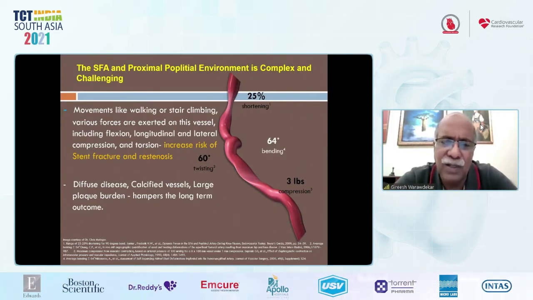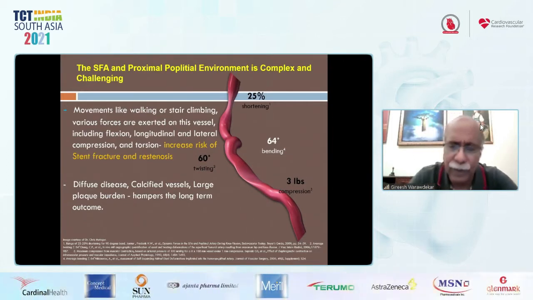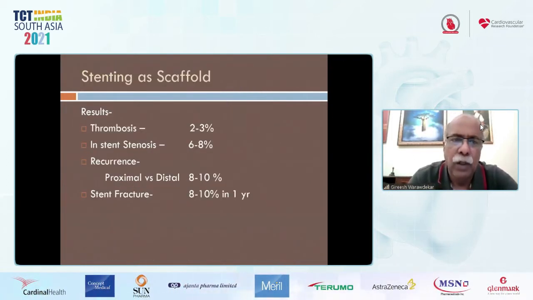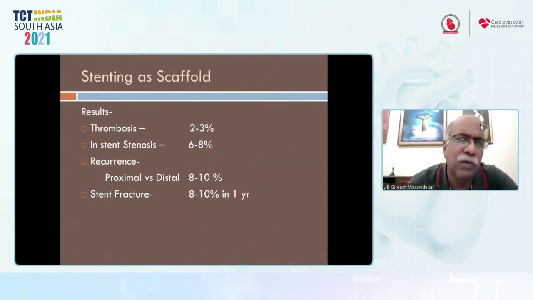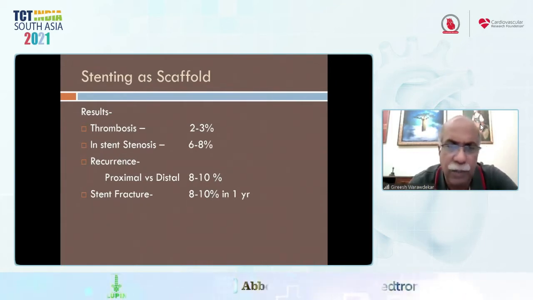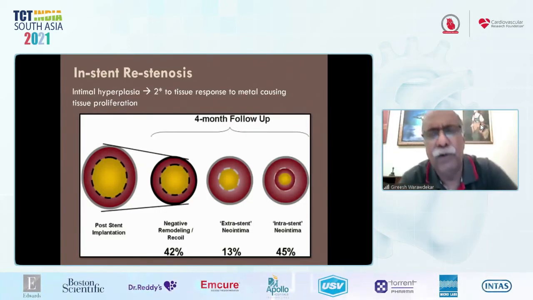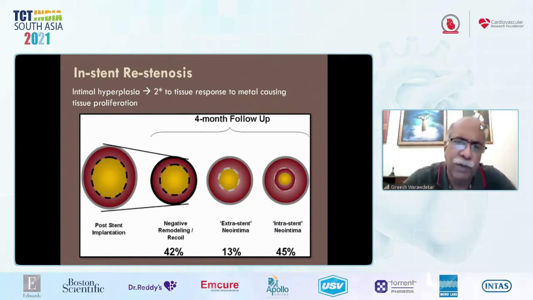If you can see this diagram, it shows the different forces that are exerted on the SFA. So stents as a scaffold, what were the results? There was about 2 to 3% thrombosis, in-stent stenosis about 6 to 8%, recurrence, proximal or distal, of 8 to 10%, and stent fractures over 8 to 10% in 1 year. So we are looking at the evolution of the different types of treatment for SFA.